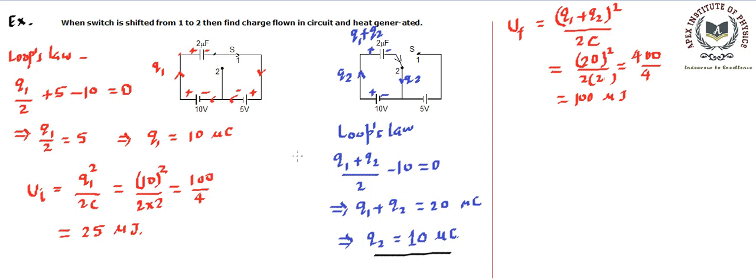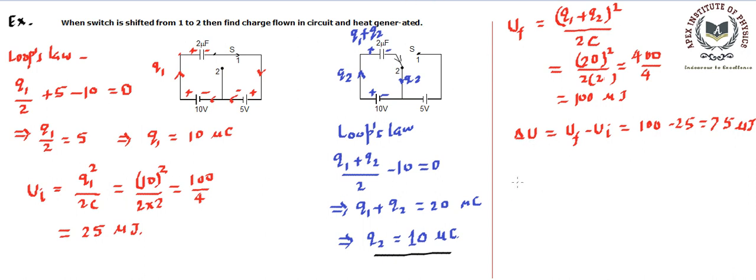So we have calculated the final energy on the capacitor, and we also know the initial energy. So can we say what the change in potential energy is? The change in potential energy is going to be final minus initial. Now final is 100, initial came out to be 25, so 75 microjoule of energy has come in. This is the increase in the stored potential energy of the capacitor in the circuit.